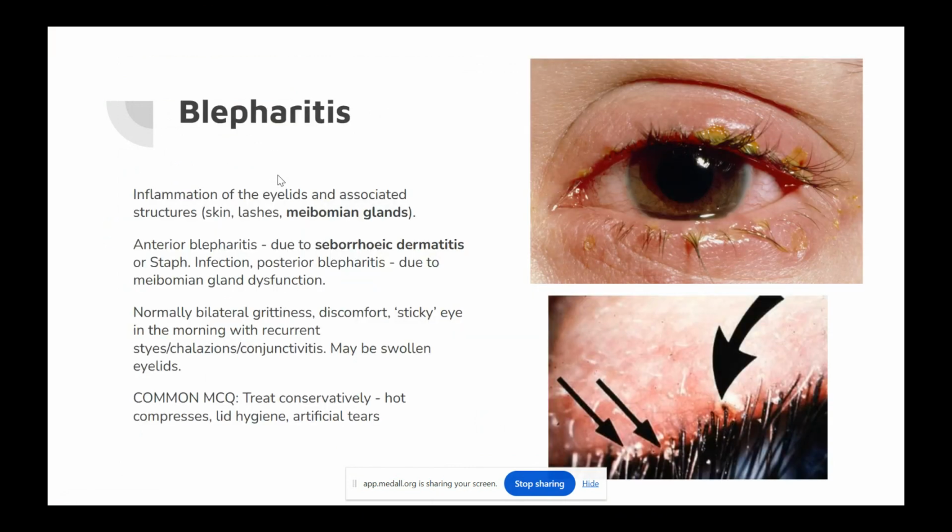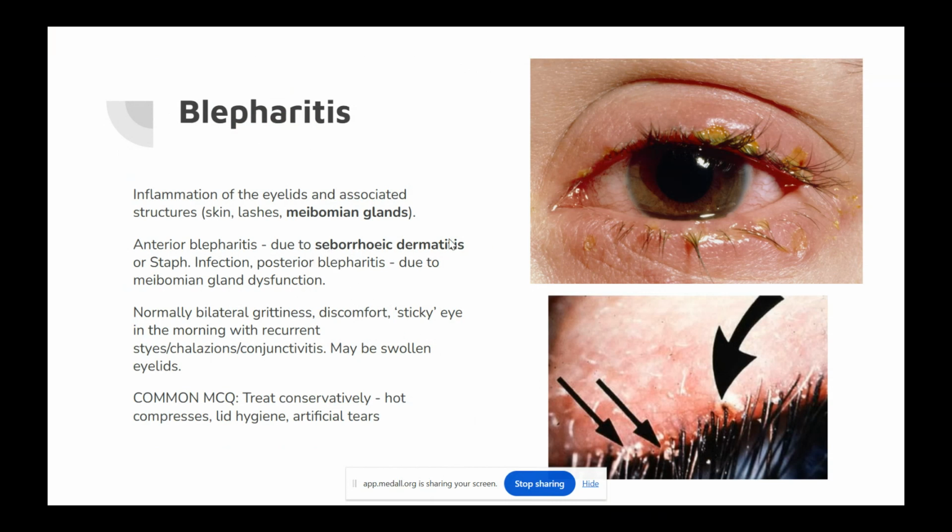Right, going into the less severe end of the spectrum. We're going to be talking about blepharitis. Blepharitis is, in simple terms, just an inflammation of your eyelids or any of the associated structures in your eyelids. So that would be your eyelashes, the skin around the area, or even the glands around your eyelashes. And it has a very common association with seborrheic dermatitis.